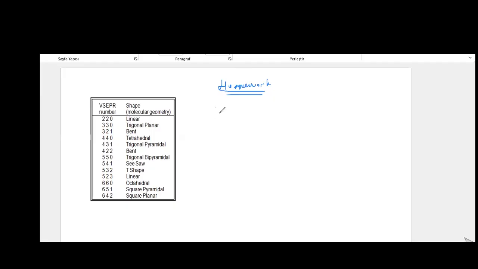Our first molecules are sulfur dioxide, sulfur trioxide, nitrogen dioxide, phosphorus pentachloride, hydrogen cyanide, and carbon tetrachloride. These are the molecules.